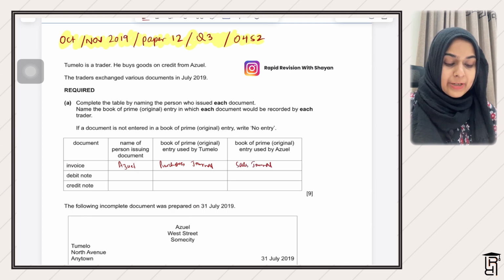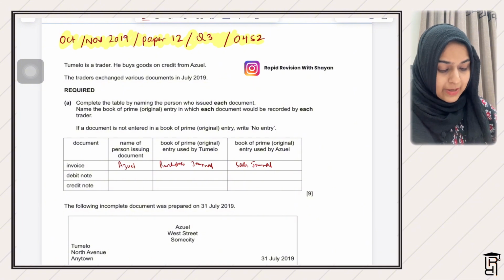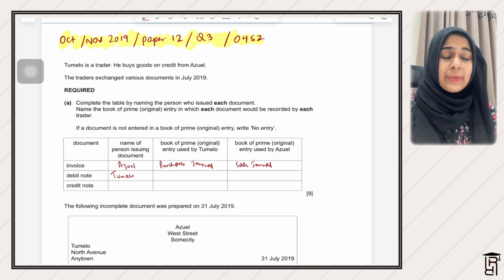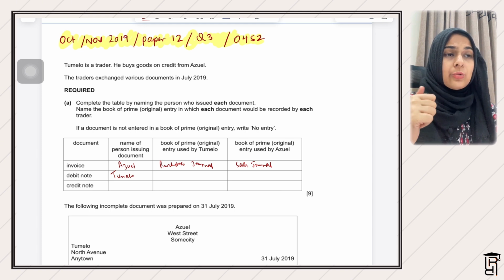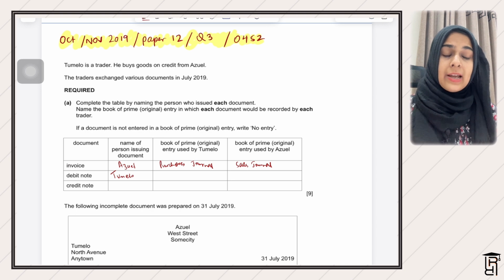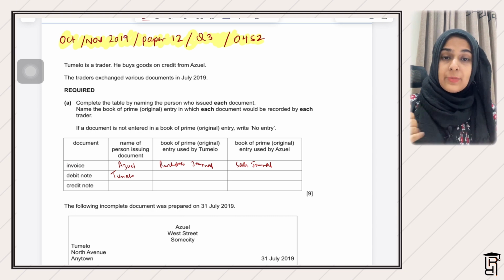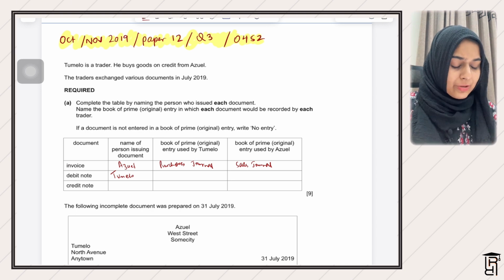Then they're saying debit note. A debit note is always issued by the buyer. In this case, Tamello is the buyer. So I'll write here, Tamello will issue the debit note, because the buyer requests the seller to reduce the amount of the original invoice. So when Tamello wants to return goods, or if there's an overcharge on his invoice, he'll issue a debit note and request the seller to reduce the amount of the original invoice. So Tamello is the answer here.